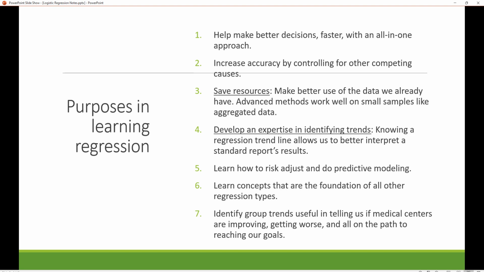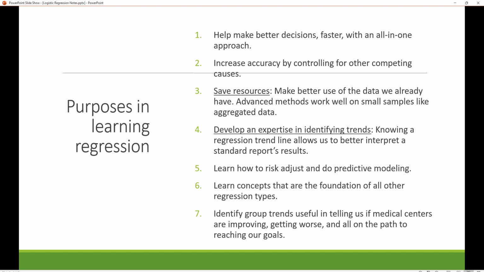Another purpose is to save resources. We can make better use of the data we already have, and we can do that with advanced methods that work well on small samples like aggregated data. Number 4, to develop an expertise in identifying trends. Knowing a regression trend line allows us to better interpret a standard report's results. For example, if we have something that has a 45-degree angle, then that's probably a significant result.